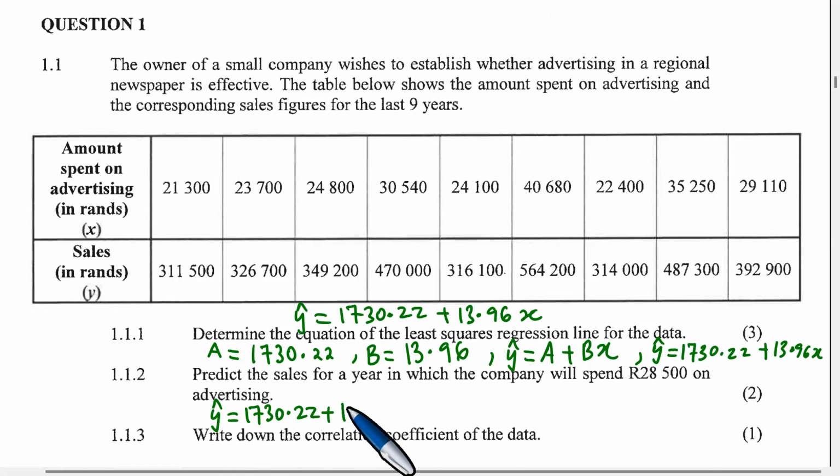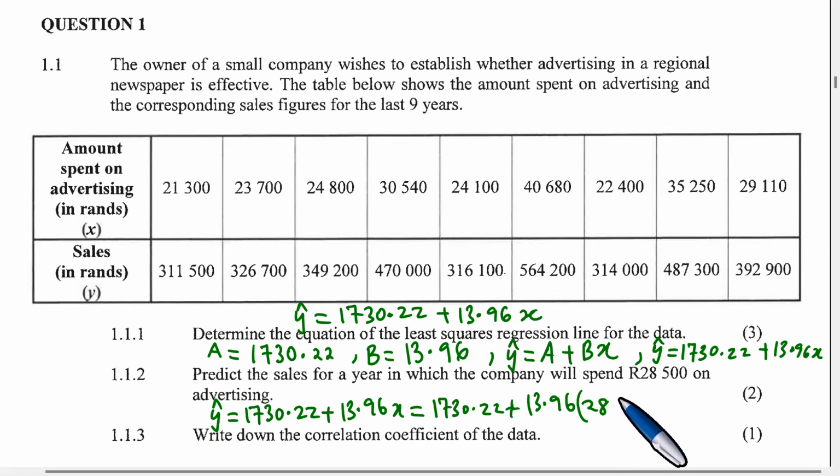Plus 13.96. And then now we're going to have 1730.22 plus 13.96. We multiply that by the X. Remember, they will spend these on advertising. So the amount spent on advertising is X. So we put X here, which is 28,500. And then we compute this.